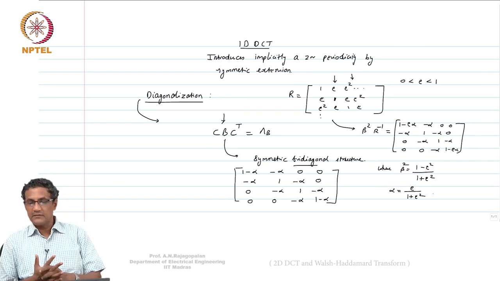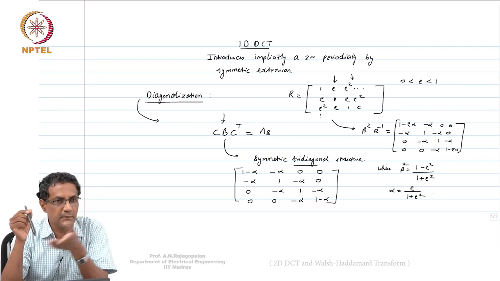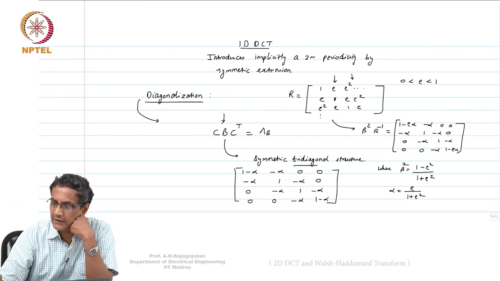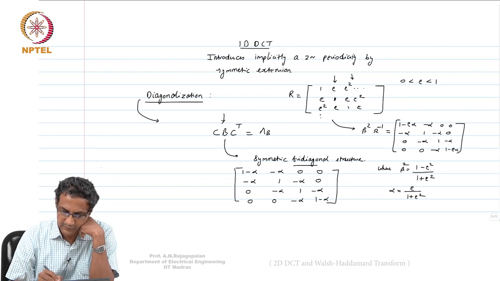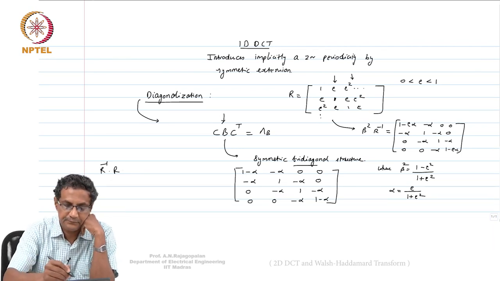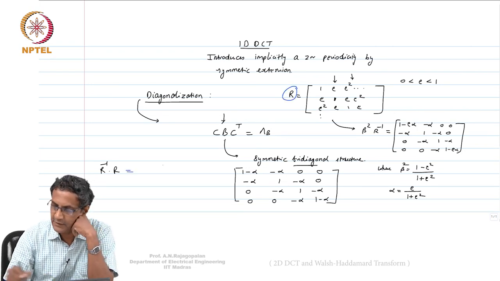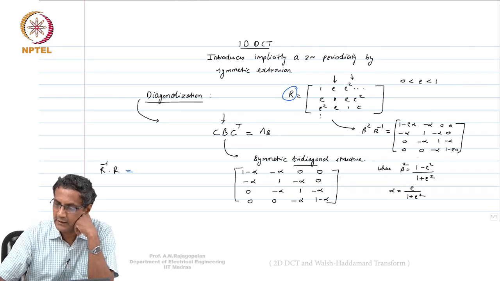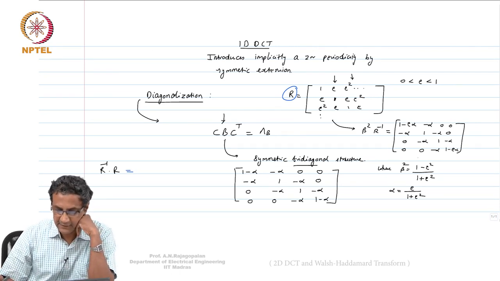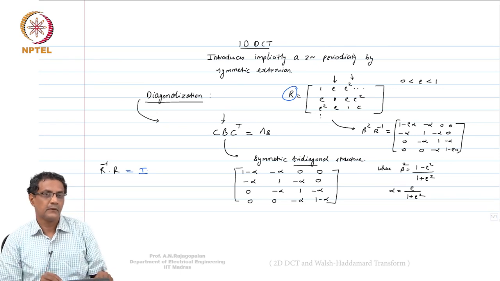So what this actually means is that if you take R inverse to be 1 by beta square times this matrix on the right hand side, and you do R inverse times R, where your R is this, then you'll actually get identity. This I leave it to you to show.